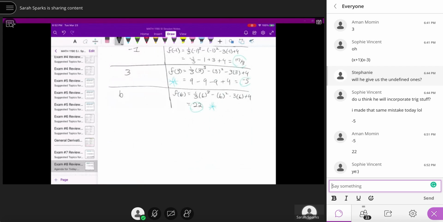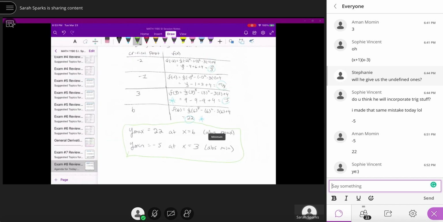But now, to end this problem, we have y max equal to 22 at x equals 6, and y min equals -5 at x equals 3. I'm just going to write abs max and absolute min. And that's our final answer for that problem.